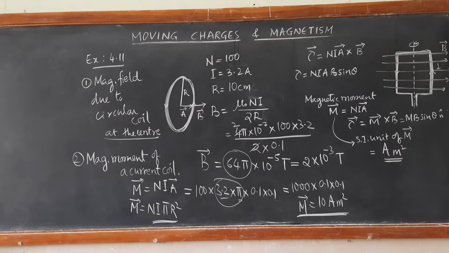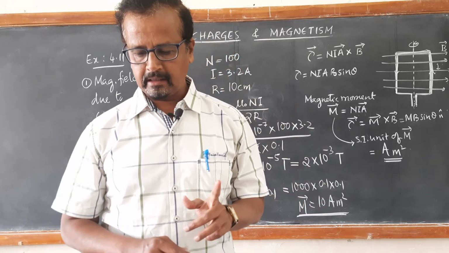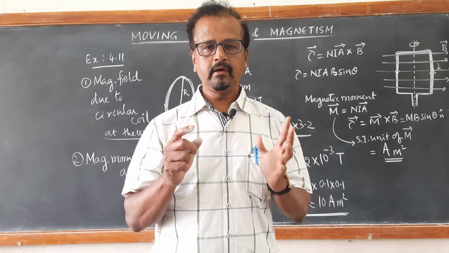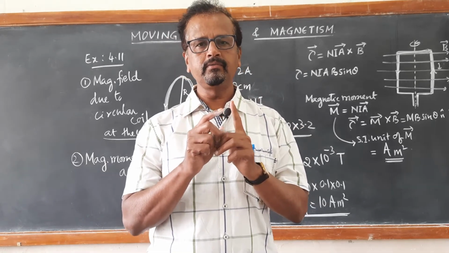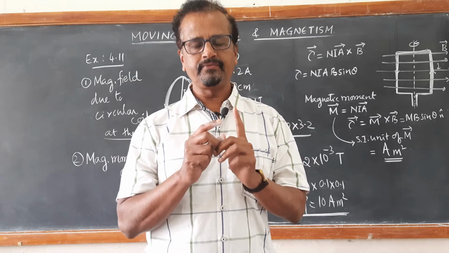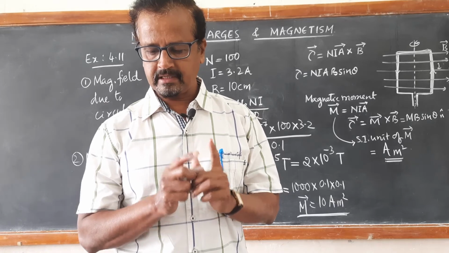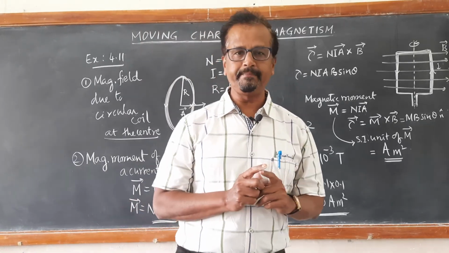Now, let us solve one numerical problem from the textbook. A 100-turn closely wound circular coil. There is a circular coil of 100 turns. The windings are very closely wound, and the radius of the circular coil is 10 centimeter. It carries a current of 3.2 amperes.